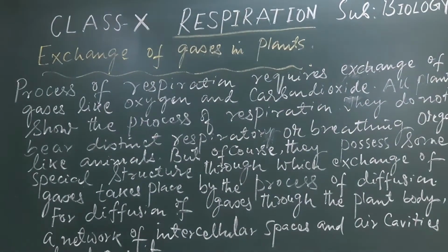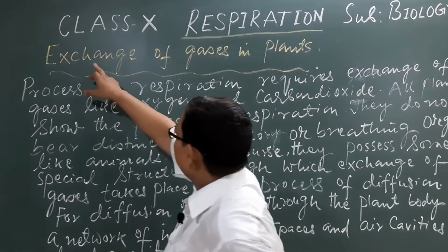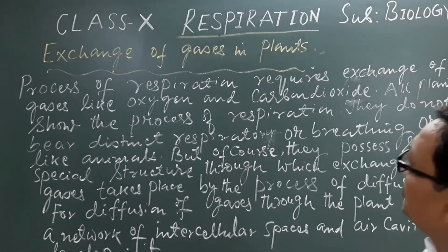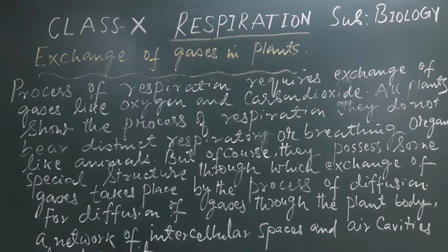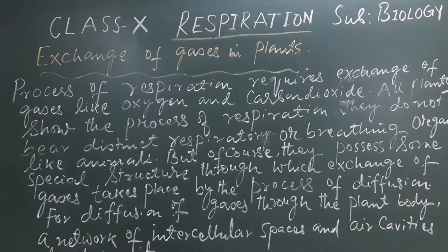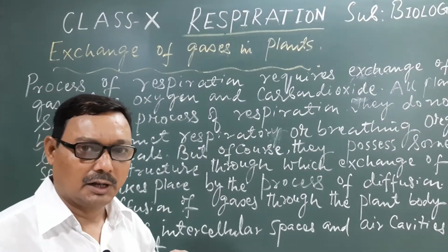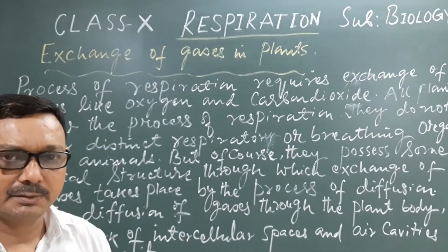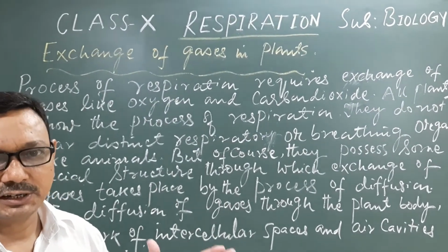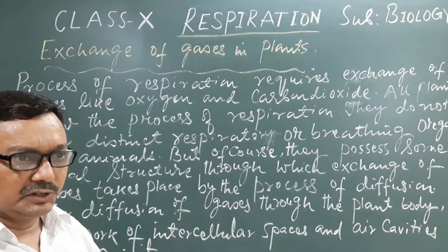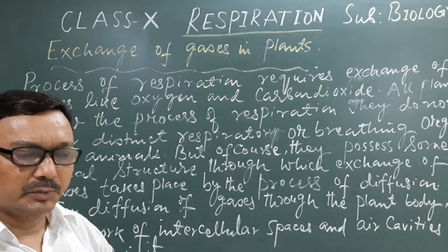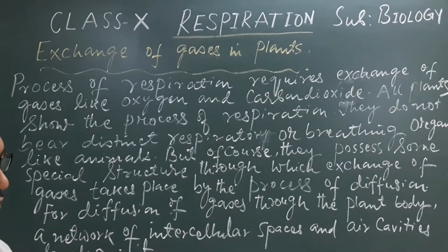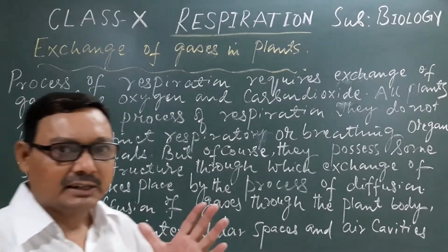Today we will start the topic exchange of gases in plants, from the respiration topic. In the previous part of this respiration, we have learned about the different points in regard to the process of respiration: mechanism, types, differences between respiration and other processes, how the ATP is generated during this process, how the energy is liberated, what the different types of organisms are, and what the different steps taken by them are for the oxidative breaking down of the food molecules within the cell.